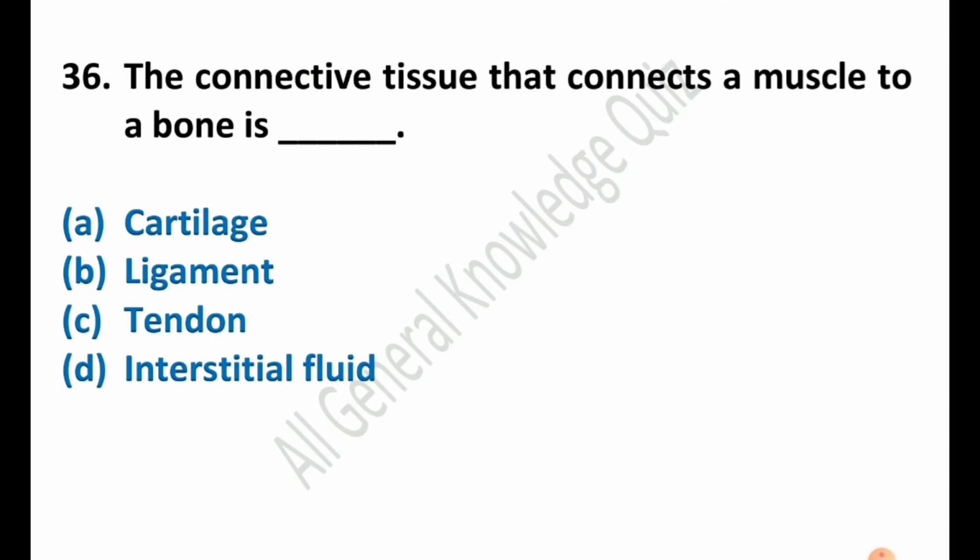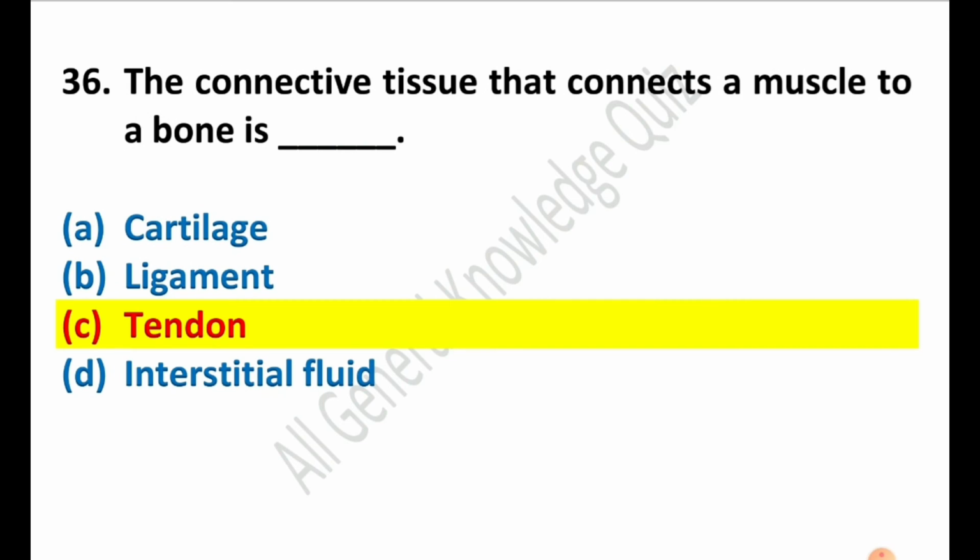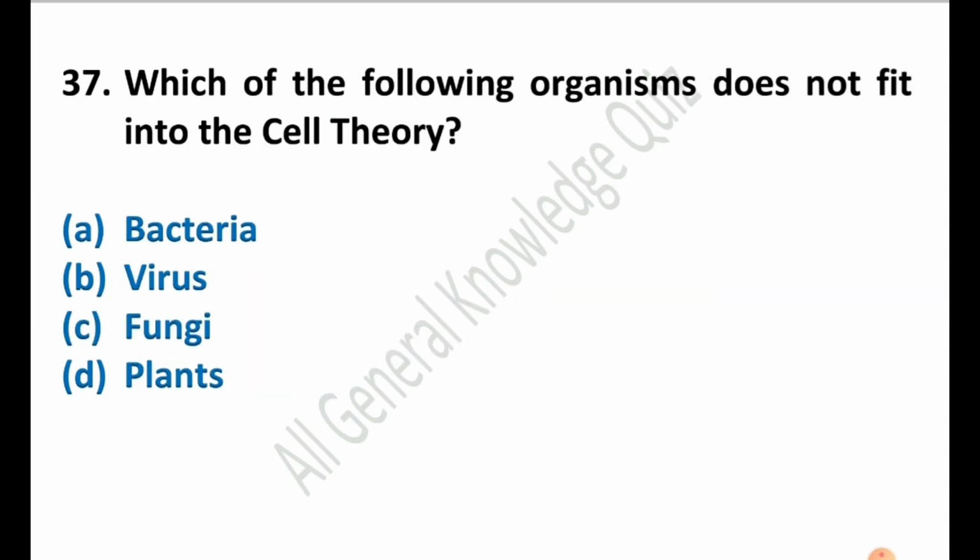Option B, ligament. Option C, tendon. Option D, interstitial fluid. The answer is option C, tendon. The connective tissue that connects a muscle to a bone is tendon. Question number 37. Which of the following organisms does not fit into the cell theory?